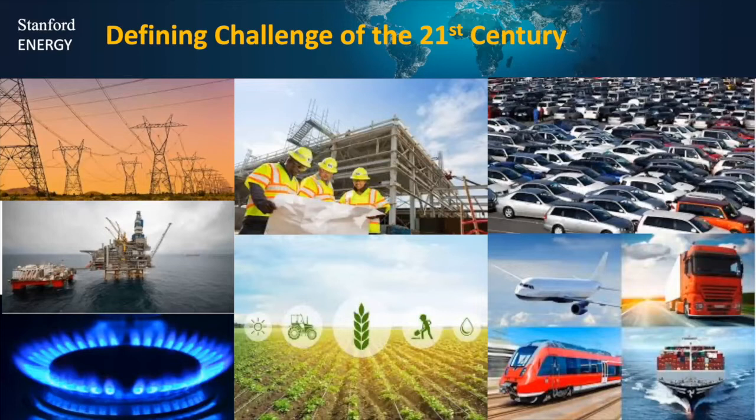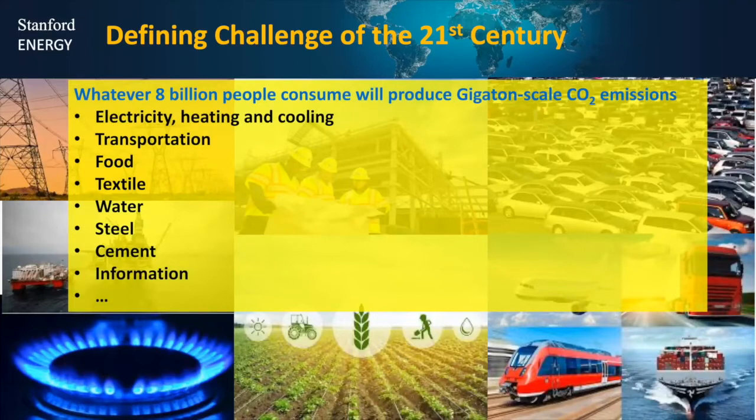And the reason I say that, and I'm going to put a statement out there, is that whatever 8 billion people consume in the world will produce gigaton scale CO2 impact today. That is electricity, heating, cooling, transportation, food, textile, water, steel, cement, information, et cetera. We all consume this, and the impact is at the gigaton scale in CO2 equivalents. The world population is increasing to about 10 billion by mid-century and about 11 billion by the end of the century. So we need a turn in how we consume things and in what the life cycle impact is.